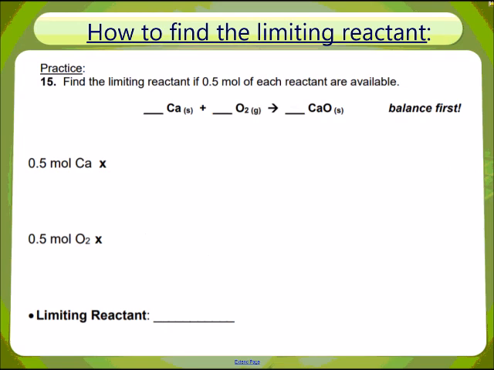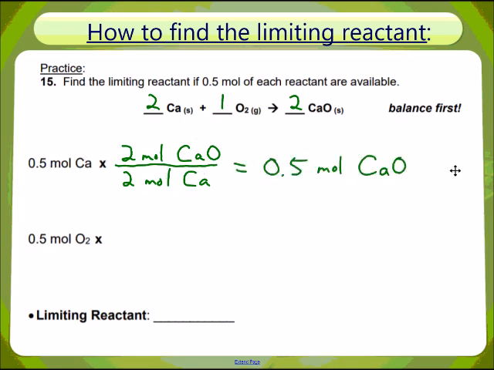Okay, so let's practice this. We want to find the limiting reactant if 0.5 moles of each reactant are available. The first thing we got to do is balance our equation. We would need 2 calciums plus 1 molecule of oxygen to give us 2 calcium oxides. Now, we're going to start with 0.5 moles of each. It's already in moles, so we don't need to convert it. We're going to go straight to our mole-to-mole ratio. So we would need 2 moles of calcium to make 2 moles of calcium oxide. So we only have one product, so we're just going to use calcium oxide. This would work out to be 0.5 moles of calcium oxide could be made with 0.5 moles of calcium.